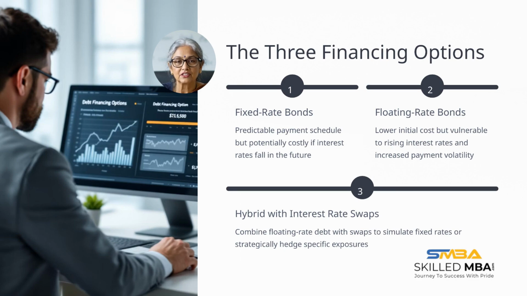Fixed-rate bonds offer stability but can be expensive if rates drop. Floating-rate bonds start cheaper but risk higher costs if rates rise. A hybrid approach using interest rate swaps allows for simulating fixed rates or hedging specific exposures, providing strategic flexibility in managing debt amidst fluctuating interest rates.